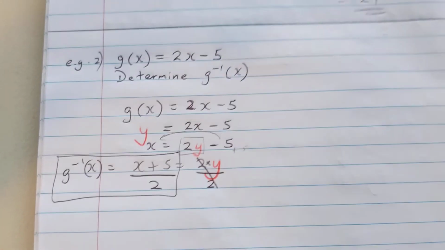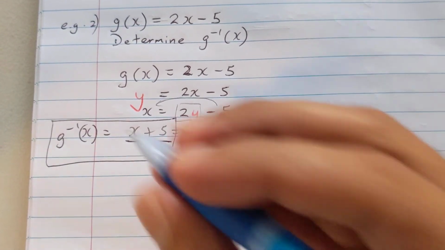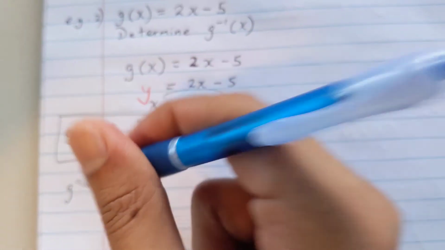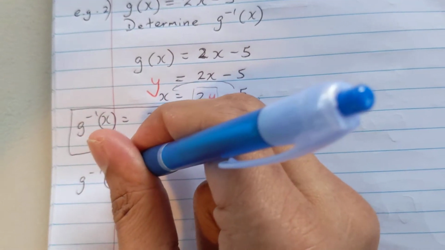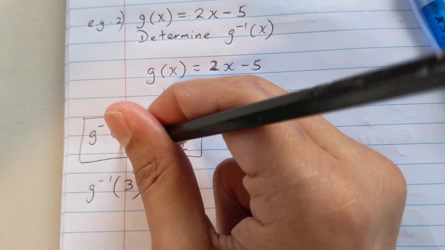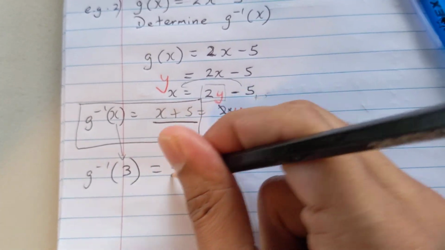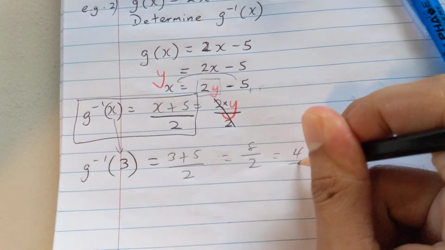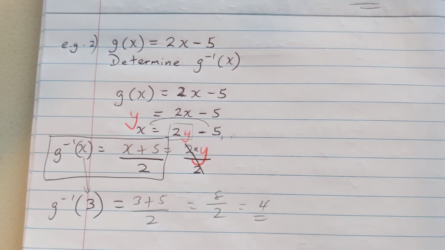And just like before, sometimes they can ask you with a number. So I'm going to stick in a number in here. So let me say g inverse, how much? 3. So if they wanted g inverse 3, now that I have g inverse x, I'm just going to replace x with 3 in this function. So 3 plus 5 over 2. 3 plus 5 is 8 over 2, 4. And that's how you do the inverse.